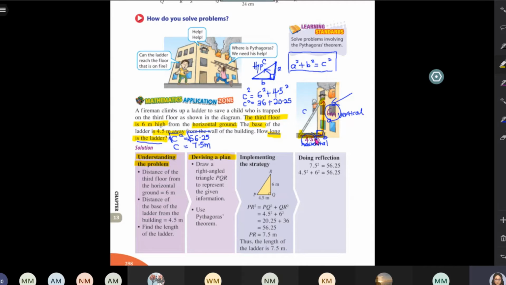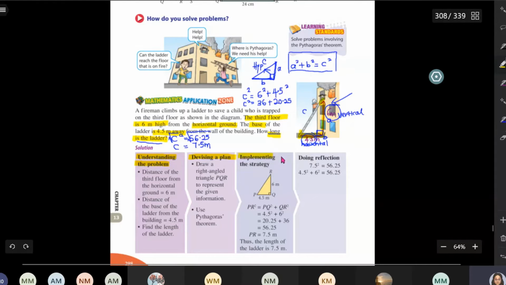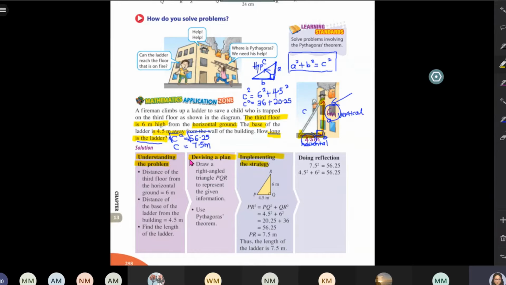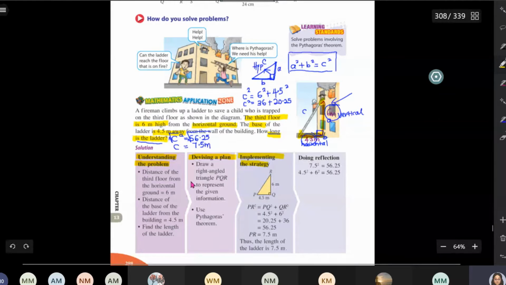Alright. So bila dah devise a plan sekarang, you have to know that next is implementing the strategy. So you kena tahu lah, what is this topic connected to? You have learned so many things in your life. From Form 1, you have 13 chapters. So out of 13 chapters and whatever prior knowledge you have from Sekolah Rendah, how are you going to solve this question? And then last is doing reflection.